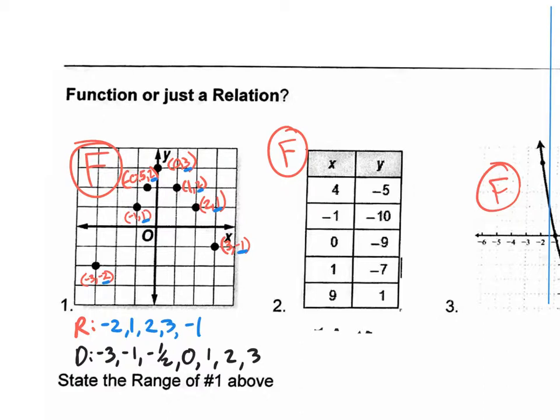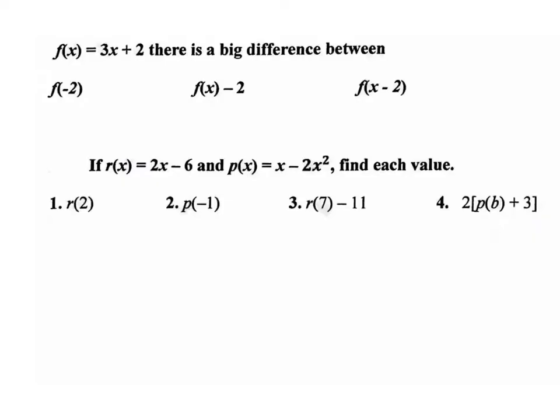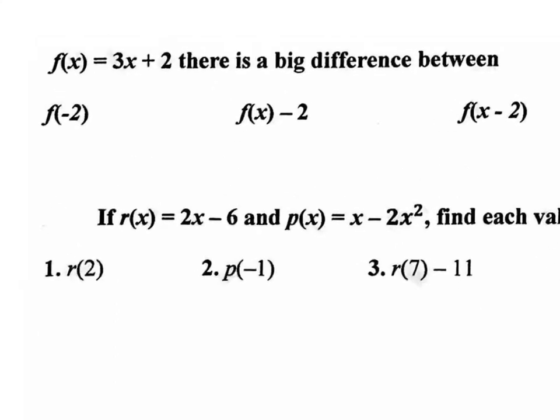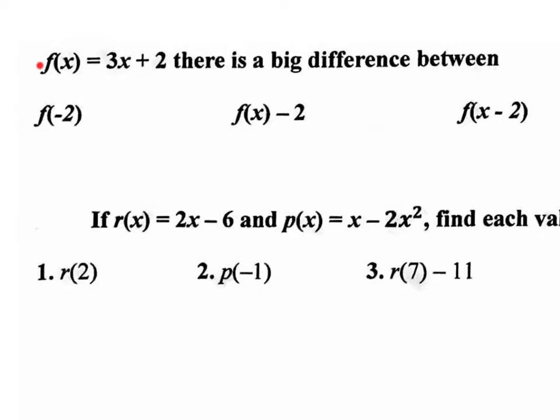All right, let's move on to the last part of the review. The last part of the review is actually function notation and evaluating them. So let's first start. I would write this down, guys, since you're able to. Start with this top part up here. f of x is 3x plus 2. And let me say this. There is a big difference between f of negative 2 and f of x minus 2, and also f parenthesis x minus 2. And we're going to go through all 3 different notations here.